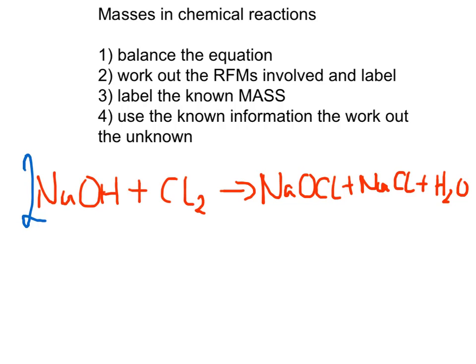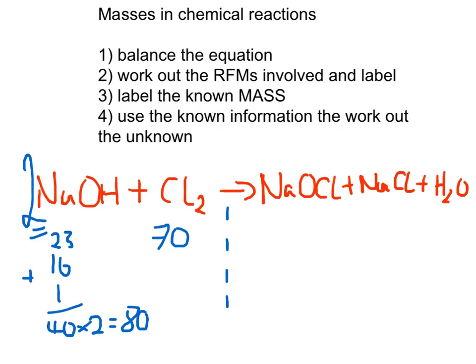So then we've got the RFMs involved in the question. Sodium hydroxide is 23 for sodium, plus 16 for oxygen, plus 1 for hydrogen, and all of that comes to 40. But we've got 2 lots of it, so we times that by 2, that gives us 80. Chlorine is 35.5 and 2 lots of it is 70.